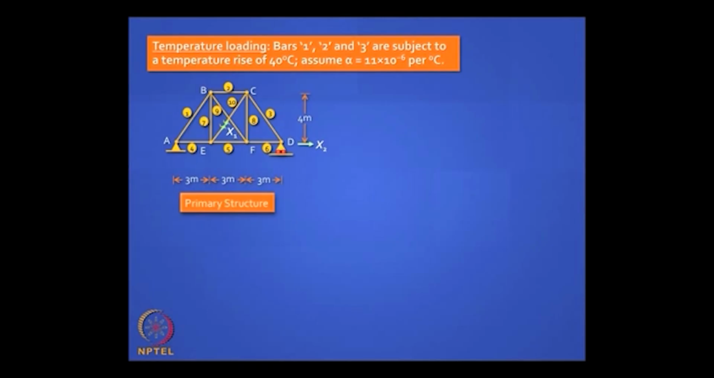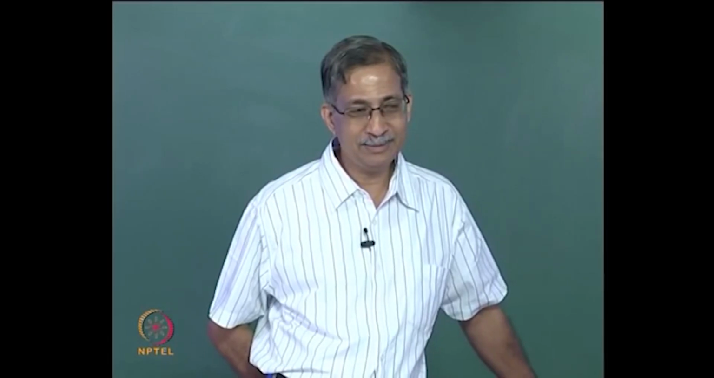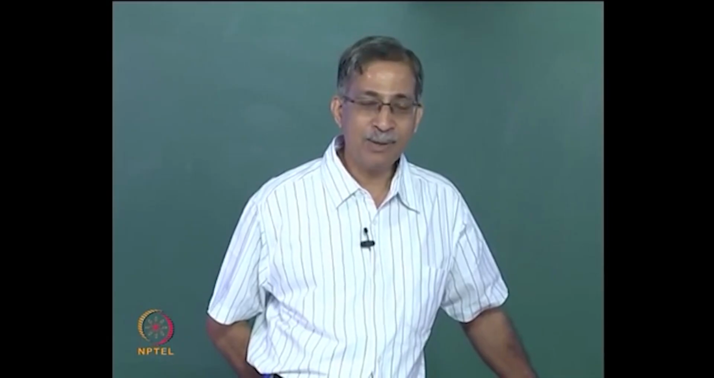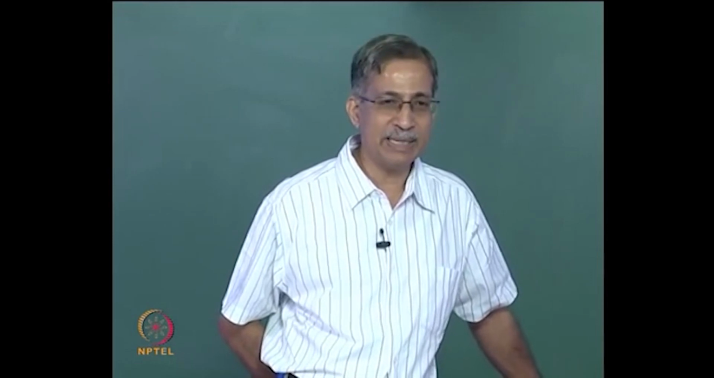The elongation caused due to temperature. You have to figure out in the primary structure what, so you agree your right hand side D1 and D2 are 0. How will you get delta D1L and delta D2L? Delta D2L is 0. Delta D1L is caused due to this. Why do you say delta D2L is 0? You are right. It doesn't move. It does not move for what reason? How do you get delta D1L? Let us say we do not make any guesses, we do it the hard way. How do you get delta D1L?